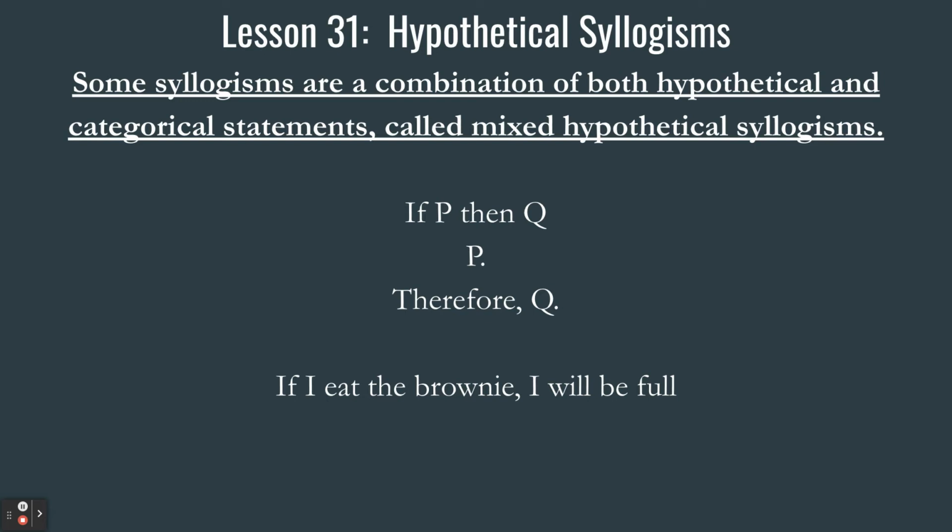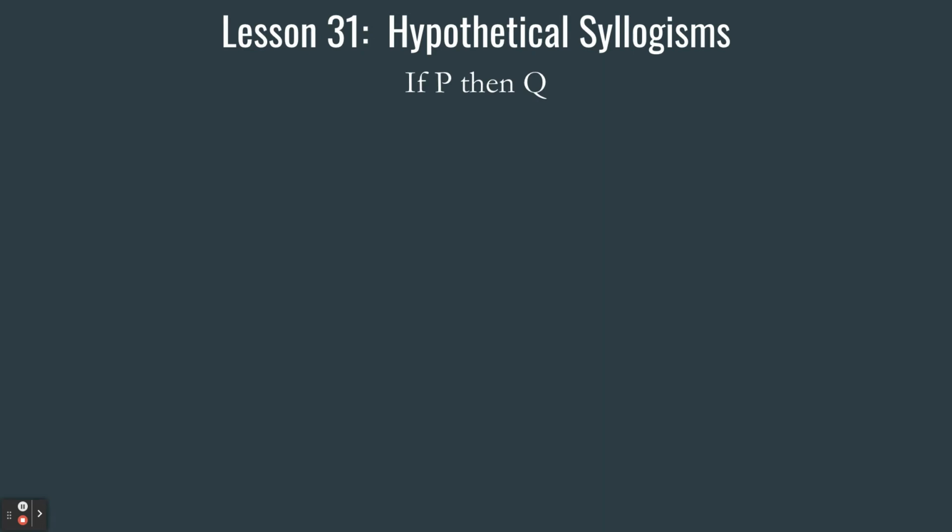If P then Q. If I eat the brownie, I will be full. I eat that brownie. Therefore, what? I will be full. Right? So that is a mixed hypothetical syllogism. We have both hypothetical statements and just standard statements. If I eat the brownie, I'll be full. I eat the brownie, therefore I will be full. So we're going to learn about the two valid forms of mixed hypotheticals. There's only two, and they always have the same form. So this should be fairly straightforward.